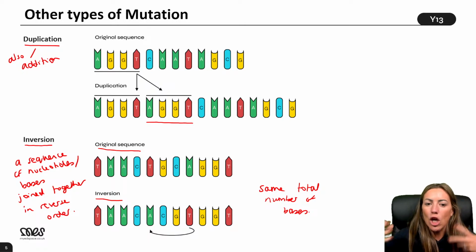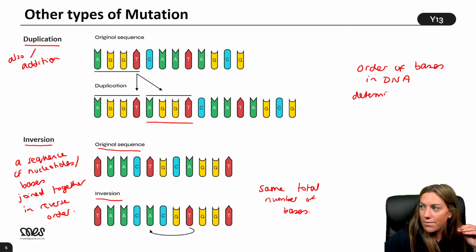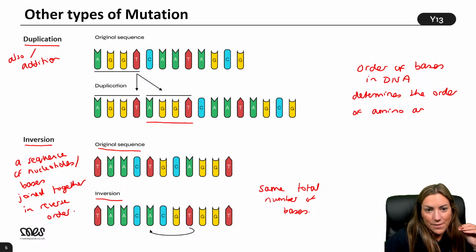Remember, DNA codes for proteins. We need to learn this sentence off by heart. Let me write down one of the most important things to remember. The order of bases in DNA determines the order of amino acids in a protein. We all know that, yeah?